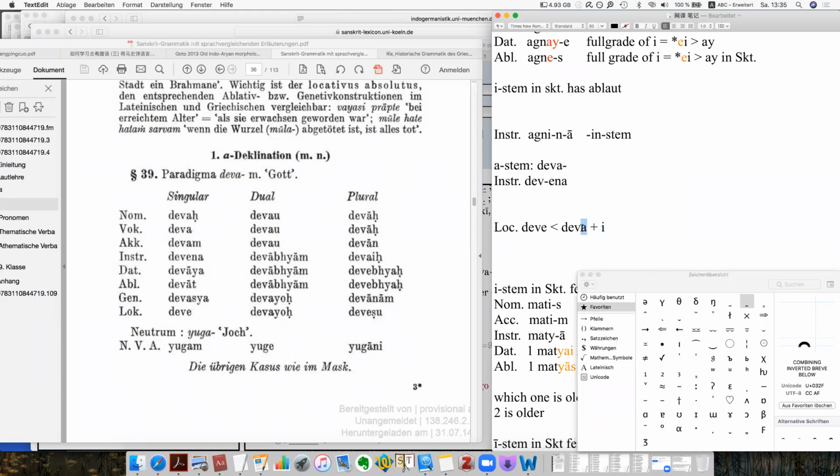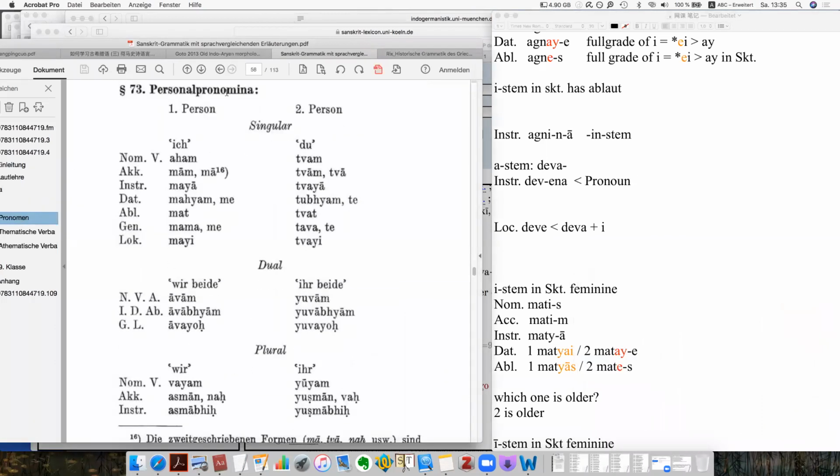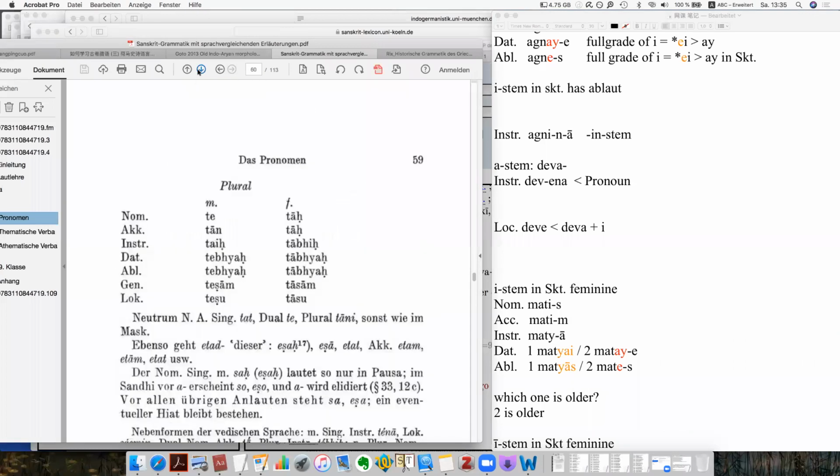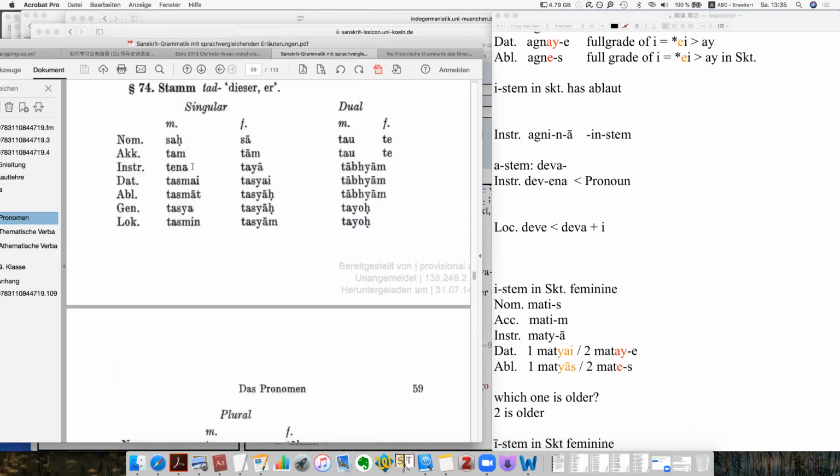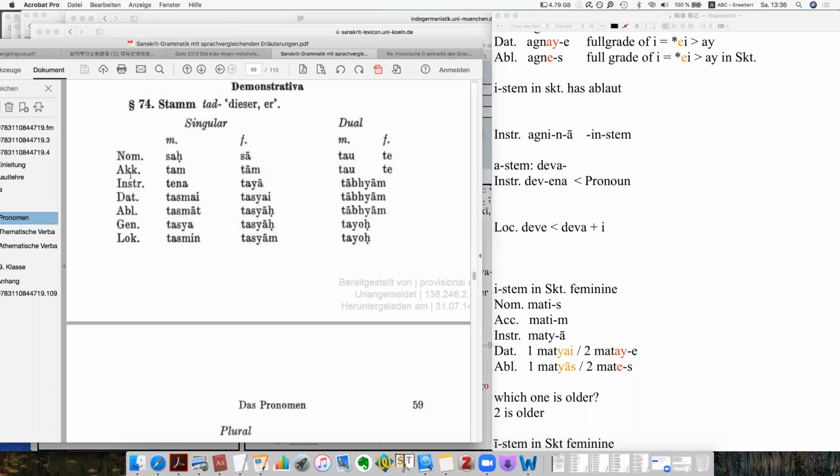So basically it is also an a-stem, right? But this one is so weird, right? It's not an a-stem ending, but why is it called ena? Because this comes from the pronoun. For the pronoun, I can show you. So this is a pronoun, and for the pronoun, the instrumental is called tena. Okay. Now let's move back.